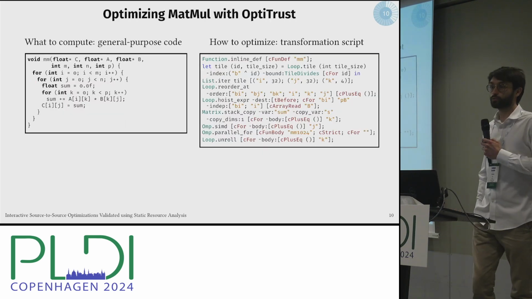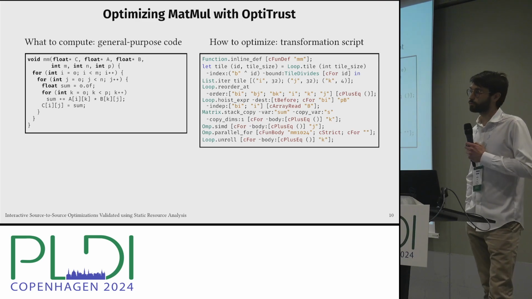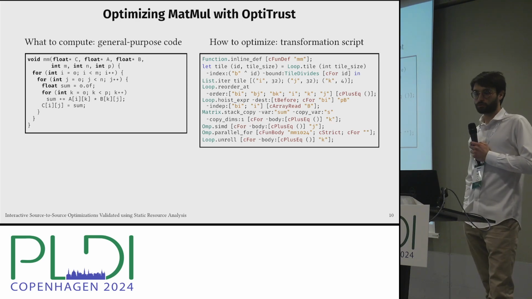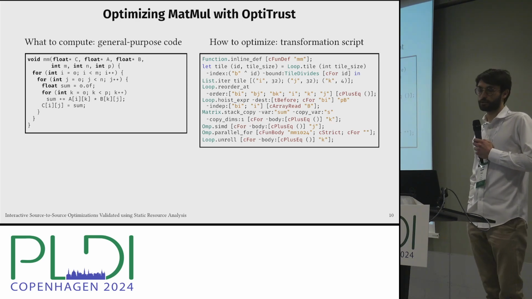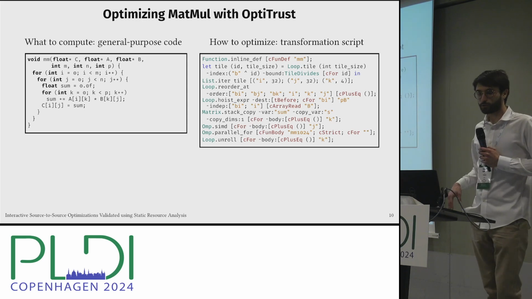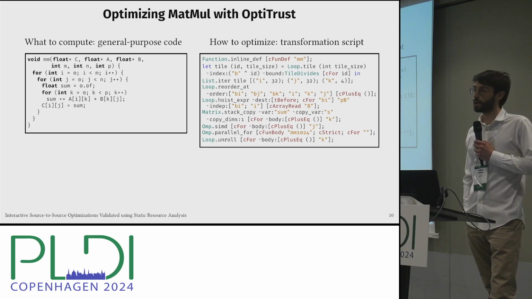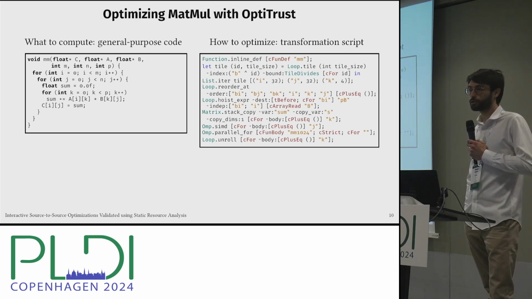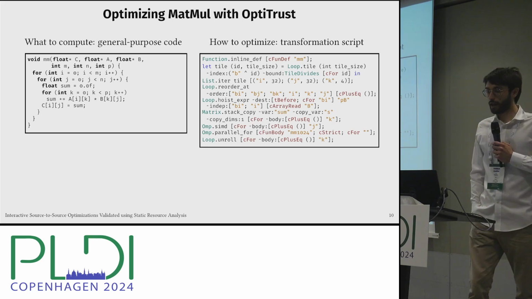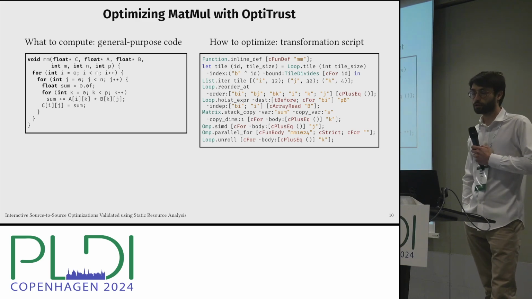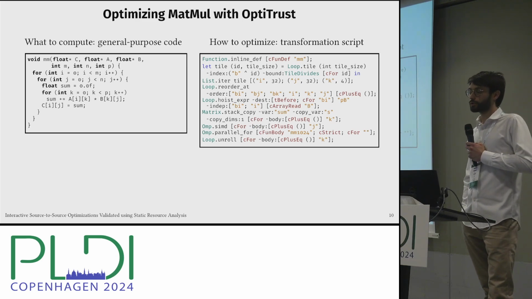So instead, what we do with OptiTrust is that we describe what to compute directly using general purpose code, so C code in this case, as shown on the left. So here you just find again the naive program with 3 loops. I just added a function signature around. And we describe how to optimize this code by writing what we call a transformation script.